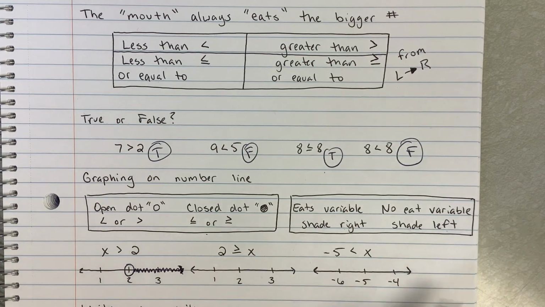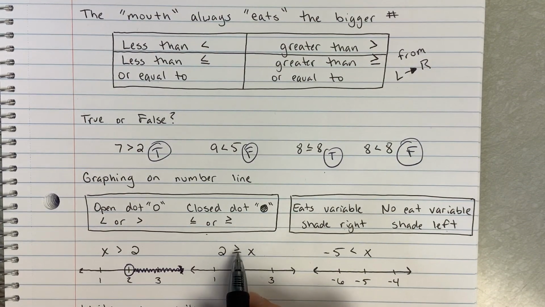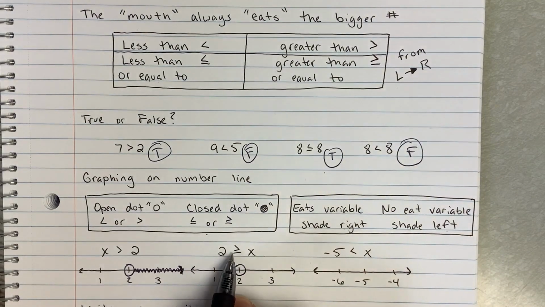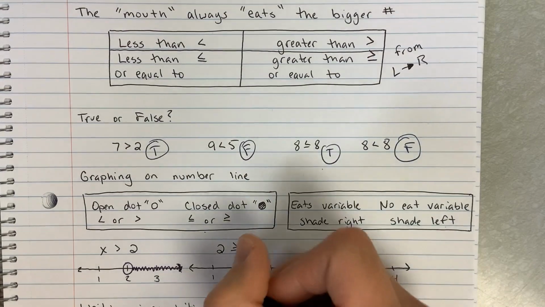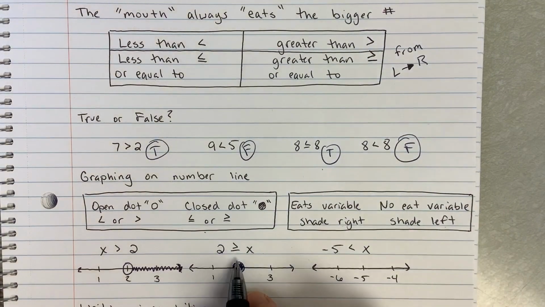3, 4, it's gonna go on forever, right? Every number on this side of 2 is part of your solution because it's any X bigger than 2. That's it. Now, for the second one, in this case, I got a 2 right here, so I'm gonna go ahead and put my dot. It has the equal to portion, so just like we said, we're gonna use a closed dot, so I'm gonna color it in.